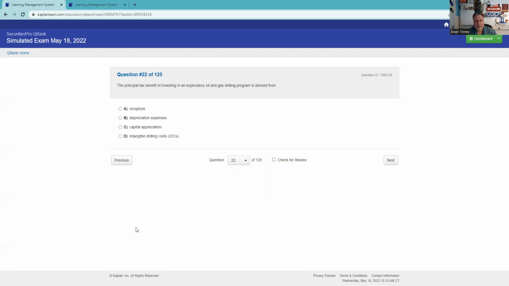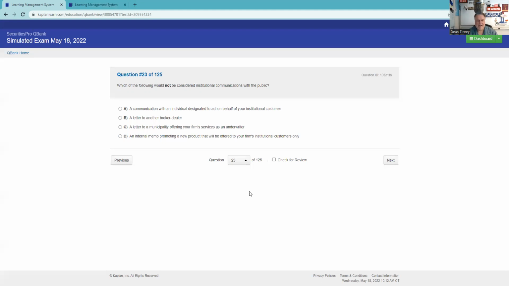Oil and gas tax benefit. We definitely want capital appreciation as a tax benefit. So for tax benefit, recapture is not a tax benefit. Depreciation is. Intangible drilling costs, like the geological survey, that kind of stuff. D is a tax benefit associated with wildcat oil and gas.